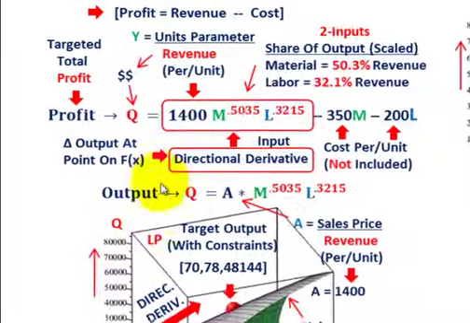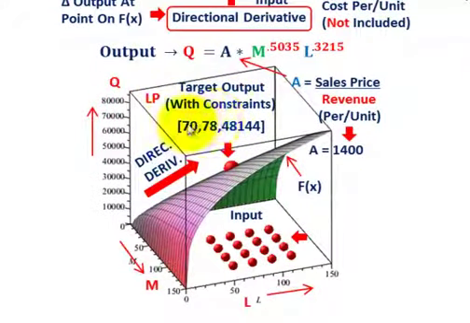Okay, so just looking at it in 3D here, I have it laid out just to get an understanding of what we're going to go through. We've got some material inputs and some labor inputs showing down here. And based on those inputs and the production function, this is what we're going to get as our surface plot for our production function, based on a revenue per unit that we're selling of $1,400.